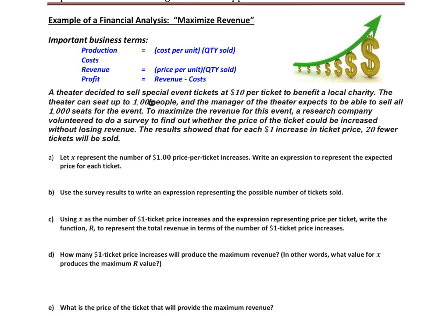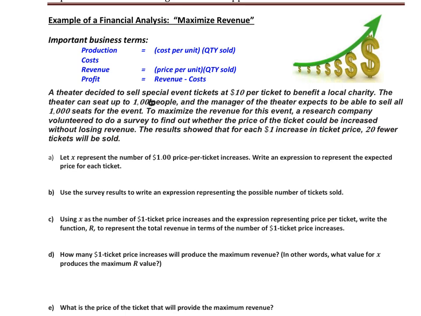To maximize the revenue for this event, a research company volunteered to do a survey, and this is generally key in most businesses. The marketing people really need to know what people are looking for in a product. But in this example, the survey is basically looking at what price per ticket people are willing to pay. So what they found is the results showed that for each $1 increase, and that means $1 over the $10 ticket, for each $1 increase, 20 fewer tickets will be sold.